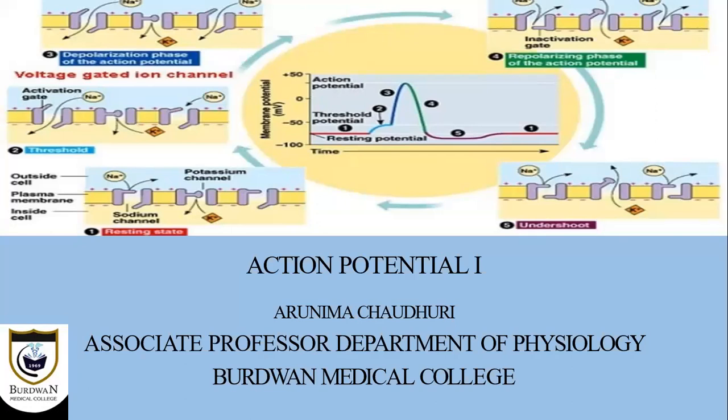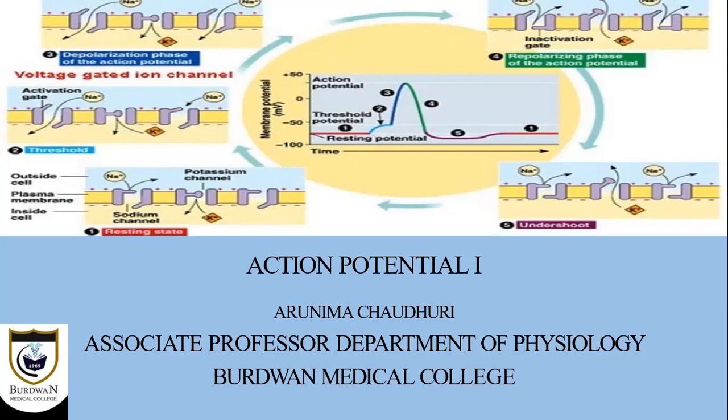We have seen that the resting membrane potential for different tissues is different. For a neuron, it is minus 70 millivolt. For skeletal and cardiac muscle, it is minus 90 millivolt. For smooth muscle, it can vary between minus 25 to minus 65 millivolt. In the pacemaker tissues of the cardiac muscle, it can be between minus 55 to minus 65 millivolt. So it varies from one tissue to another.